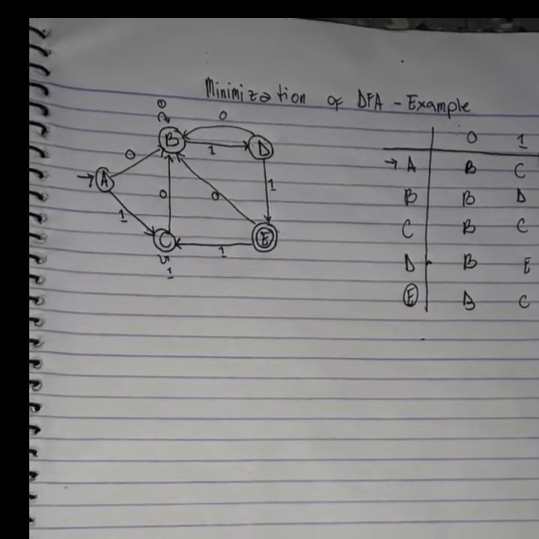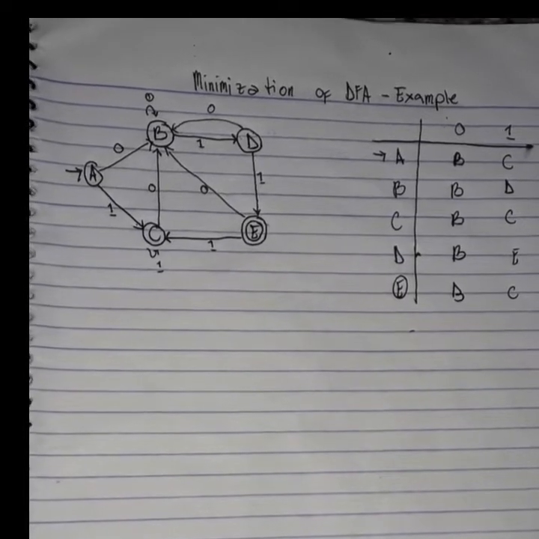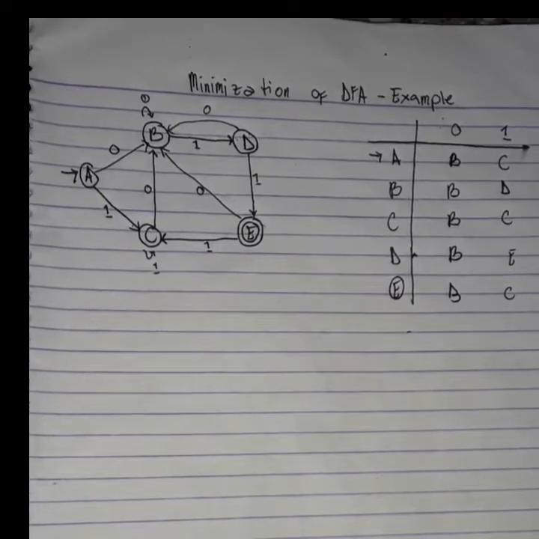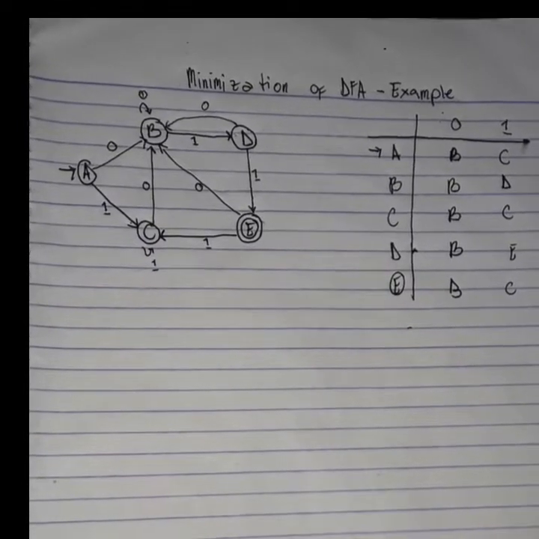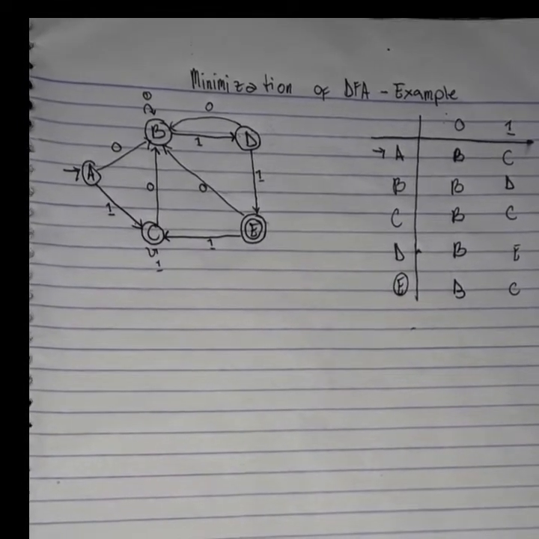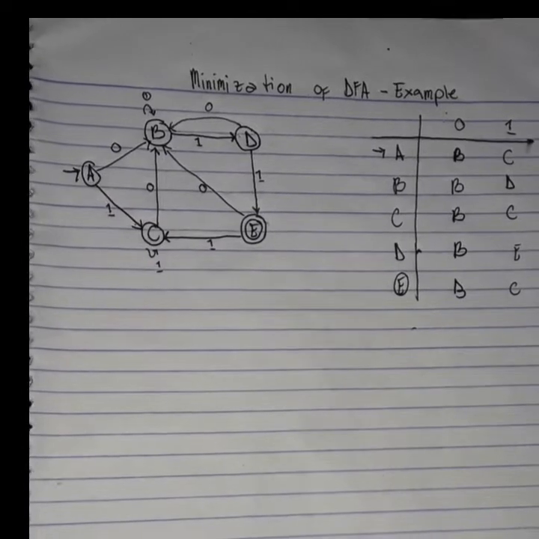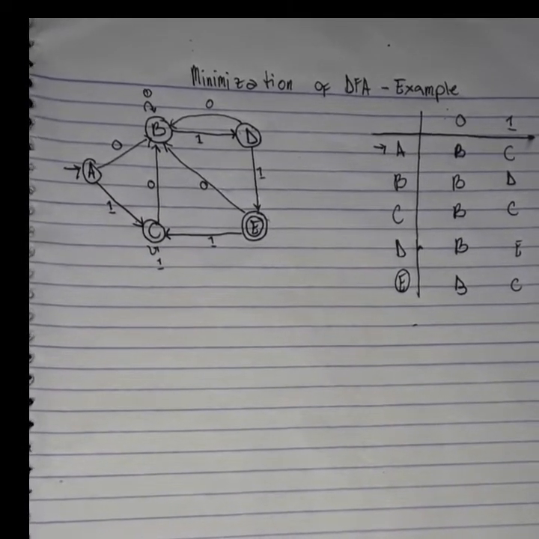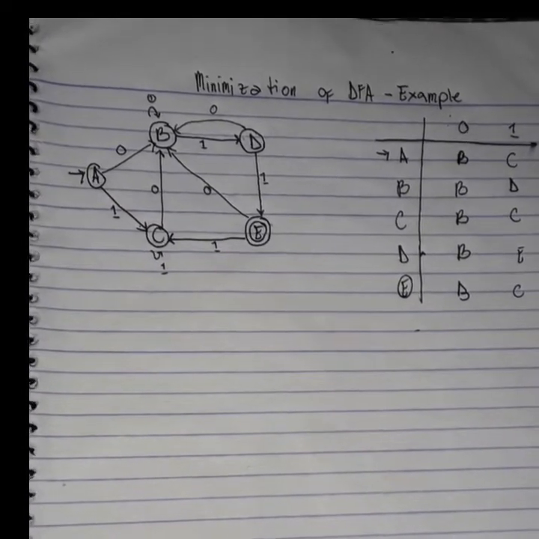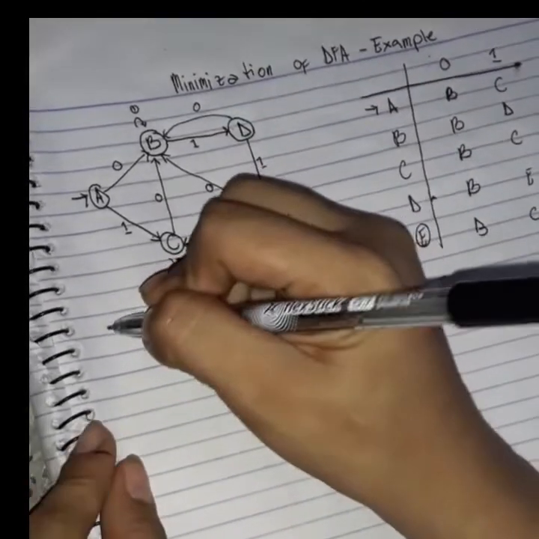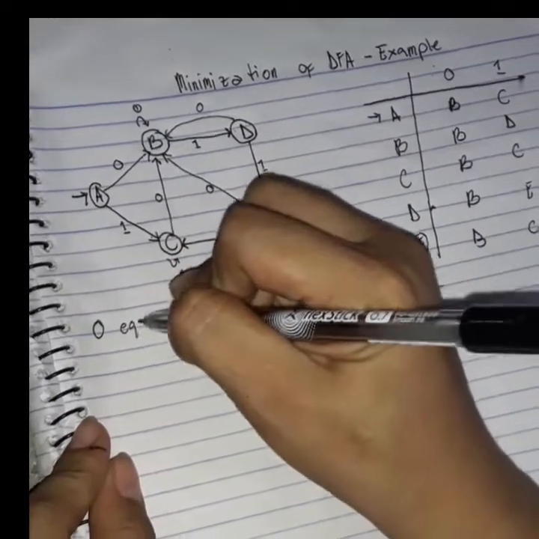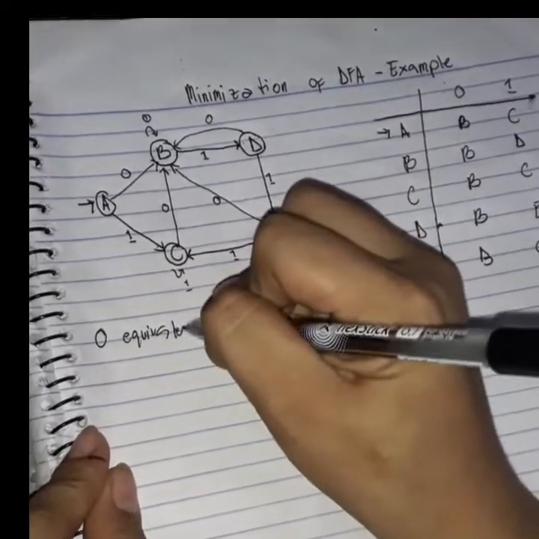In order to do that, how do we start? We need to write the zero equivalence, then we'll go to one equivalence, two equivalence, and so on. The first step is to write down the zero equivalence: write the non-final states together as one set.